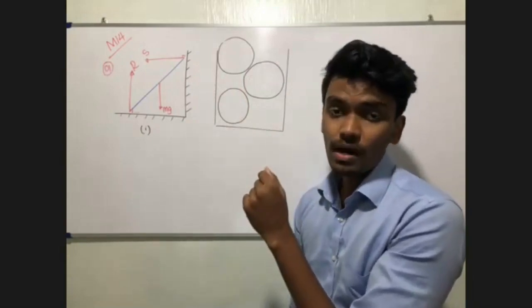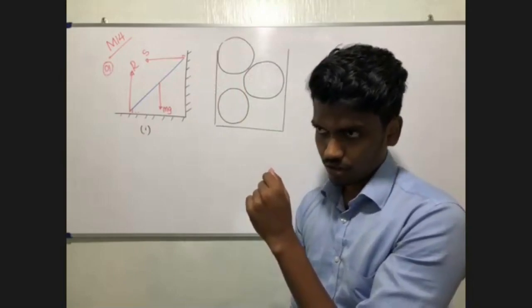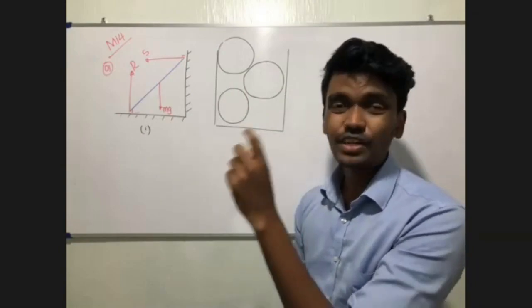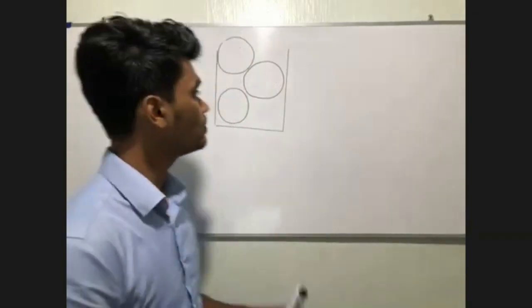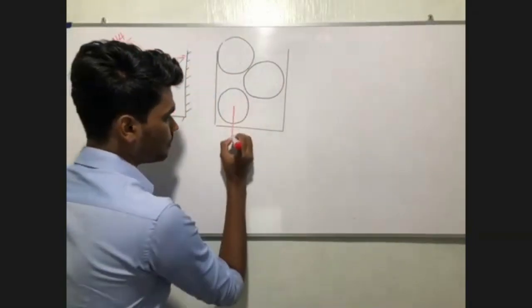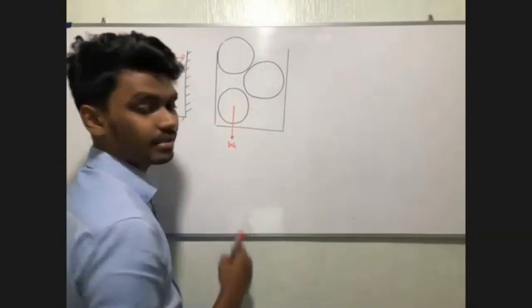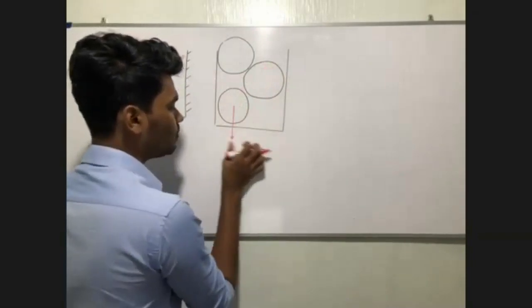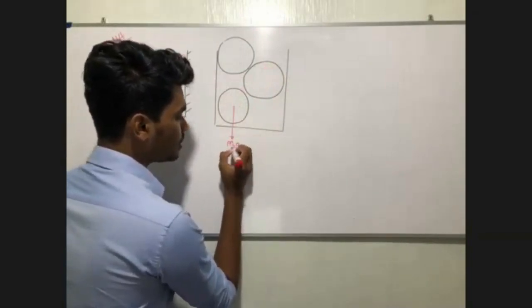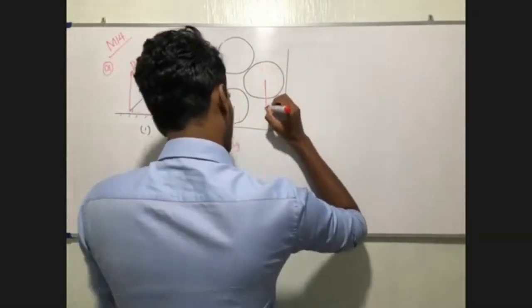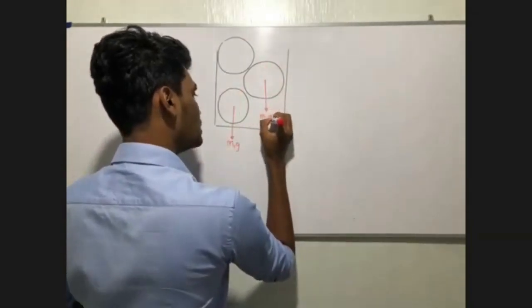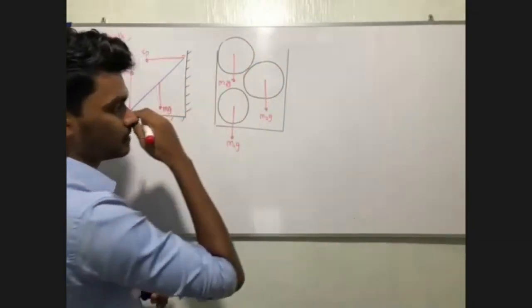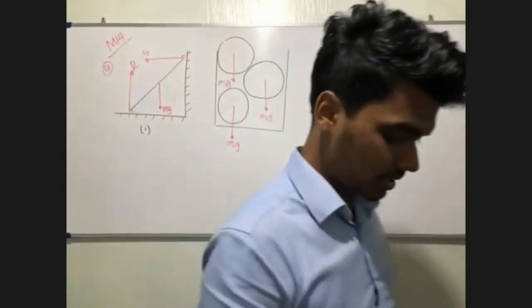First and foremost, what do you have to mark? The weight of the object. Let us mark the weight of the object. We do not know whether they have the same weight. Therefore, I'm going to mark this as M1g. They have not told anything, right? So therefore, I'm going to consider this as M2g, M3g. Right. The weights are marked.